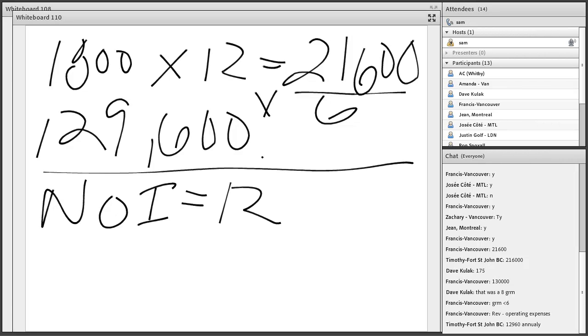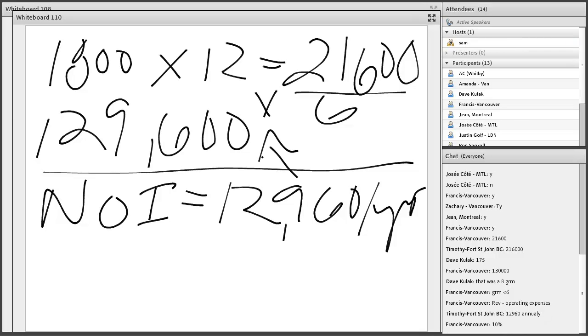That's right, $12,960 net operating income per year. Okay? How did we get that? How did we get $12,960? Well, that would make this a 10 cap rate.